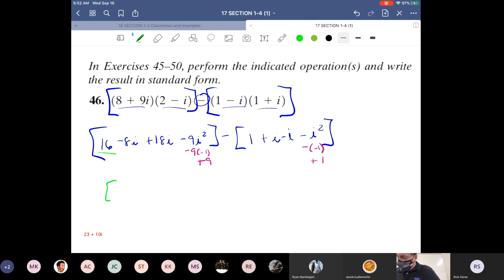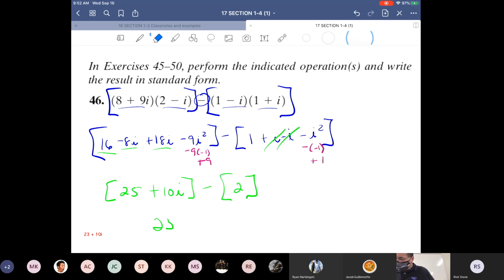So that's going to get me 16 and 9 is 25. Negative 8i and positive 18i is 10i minus, let's see, this is going to cancel with this, and 1 plus 1 would be 2. And now all I have to do is combine those like terms, and 25 minus 2 would get me 23 plus 10i.